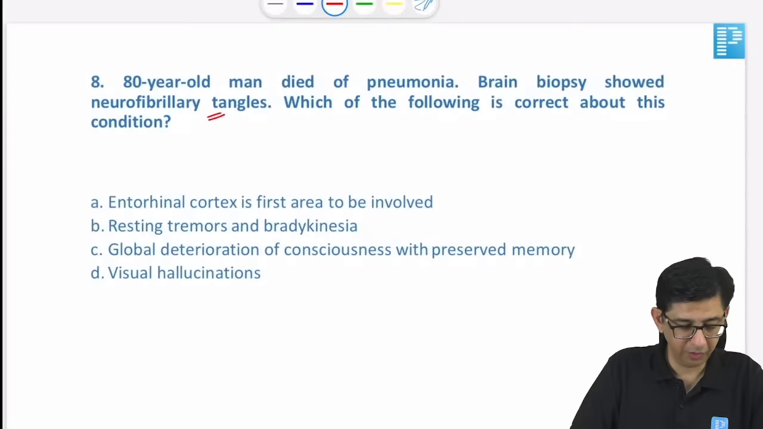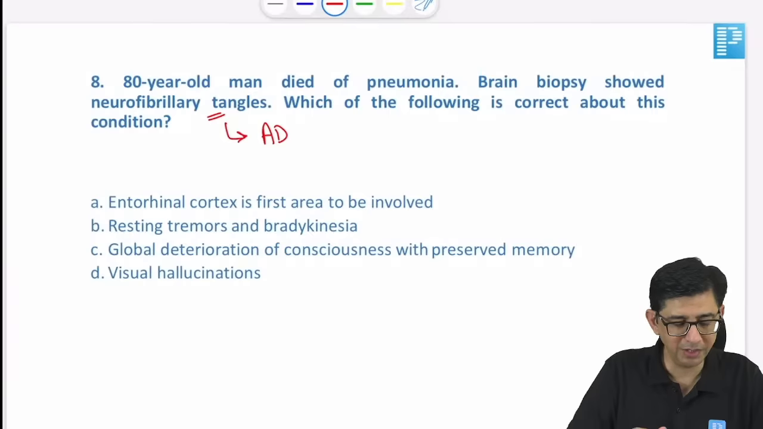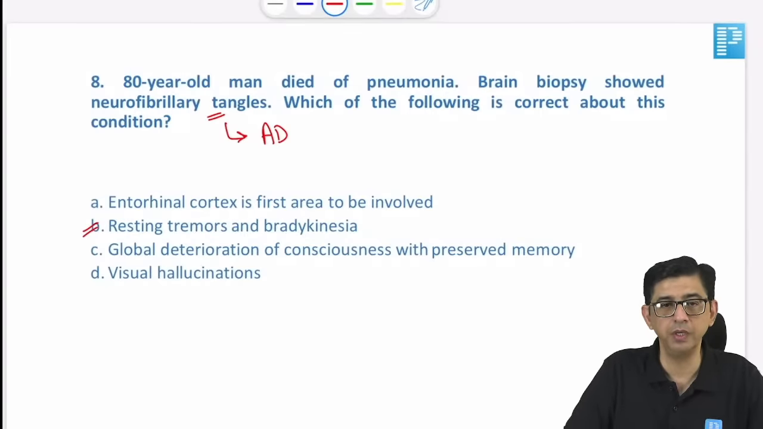Yes, guys. Waiting for your answers in this case. Neurofibrillary tangles. I'm getting B as an answer. I think you answered the previous questions beautifully, and now a little bit of lapse of concentration. If I say neurofibrillary tangles, it would be Alzheimer's disease that would be taken into consideration. And if we are considering Alzheimer's disease, then resting tremors and bradykinesia cannot be the answer. So the answer will not be B.